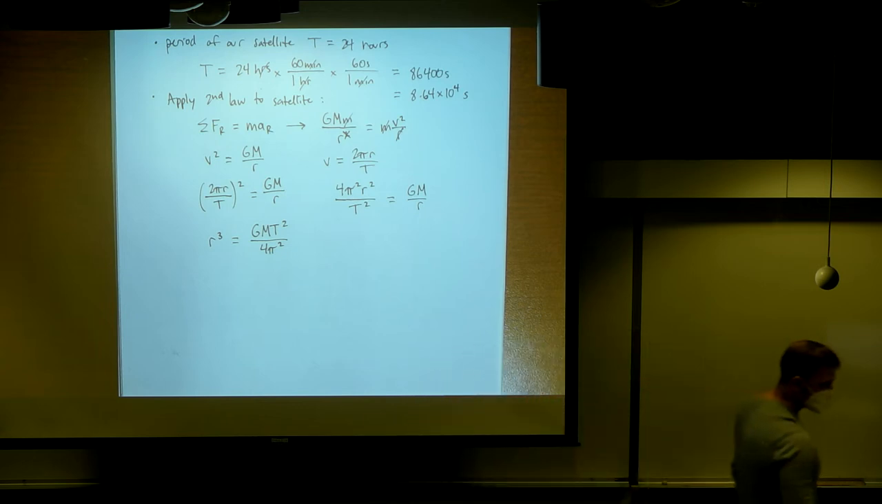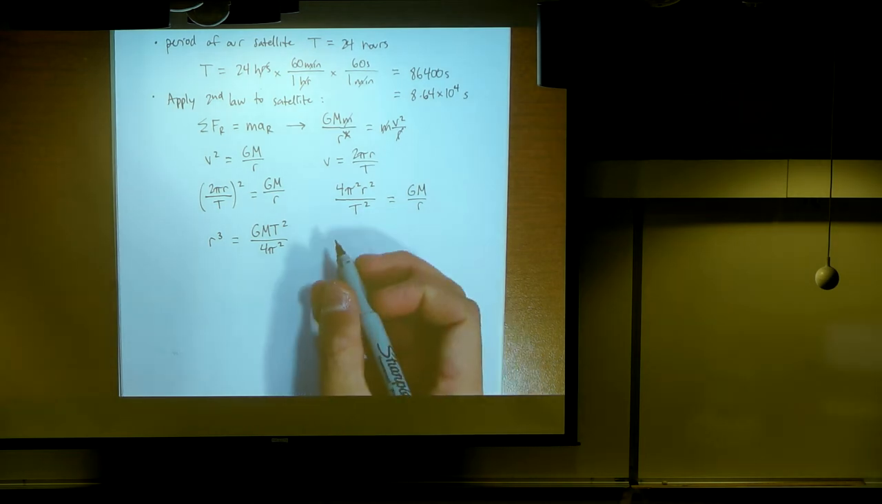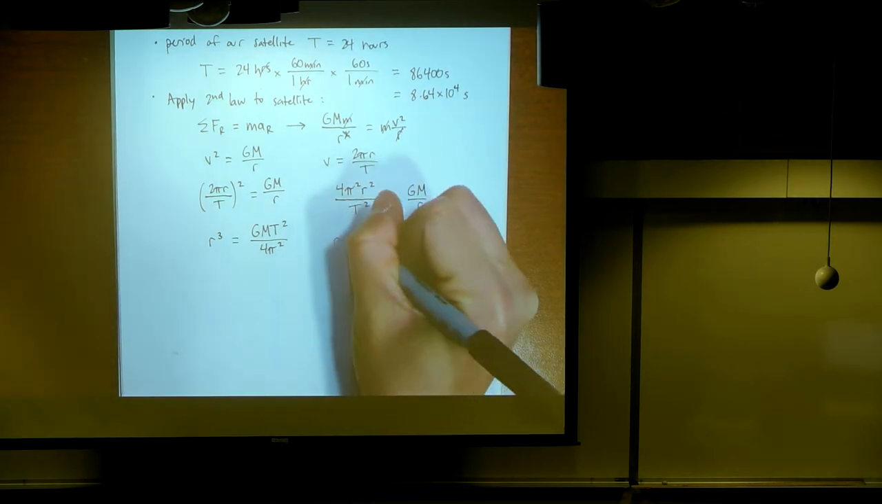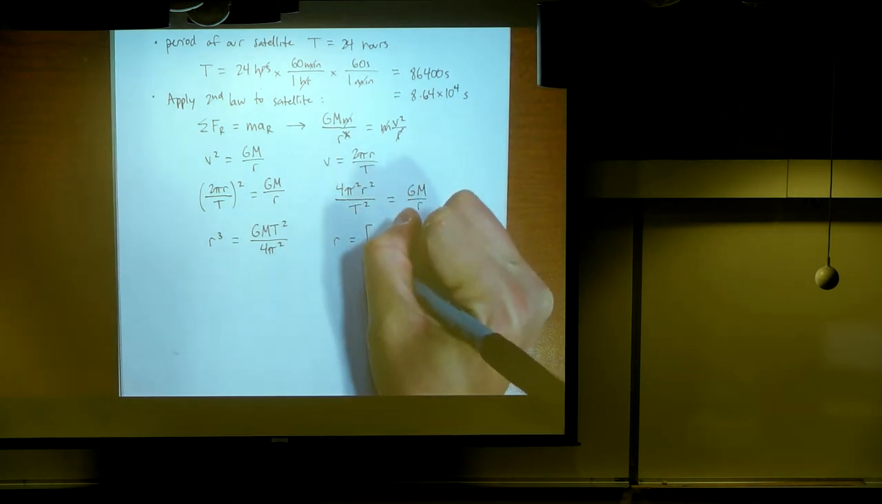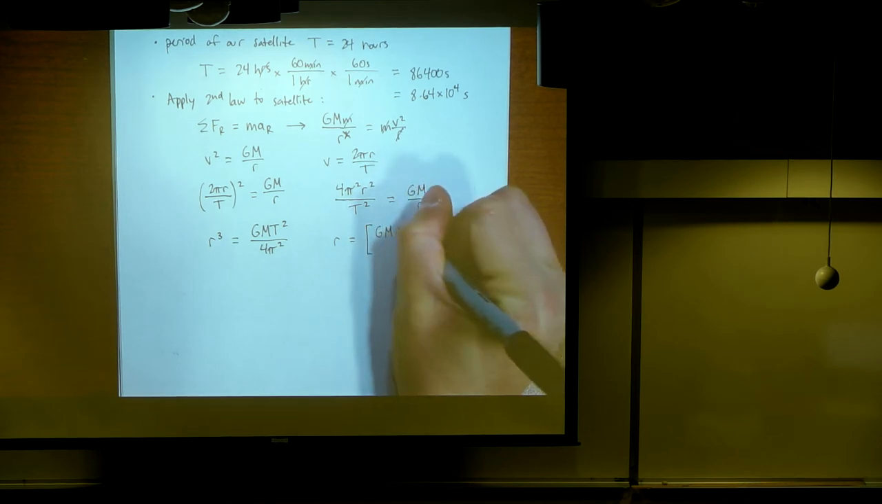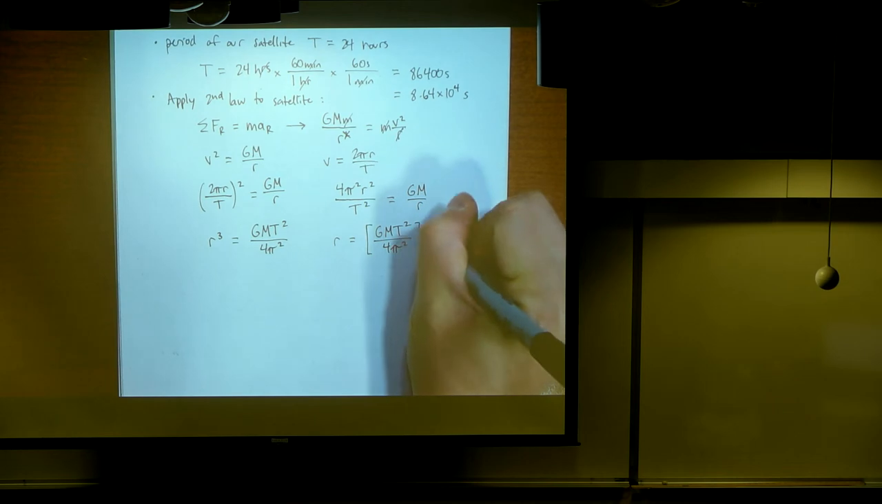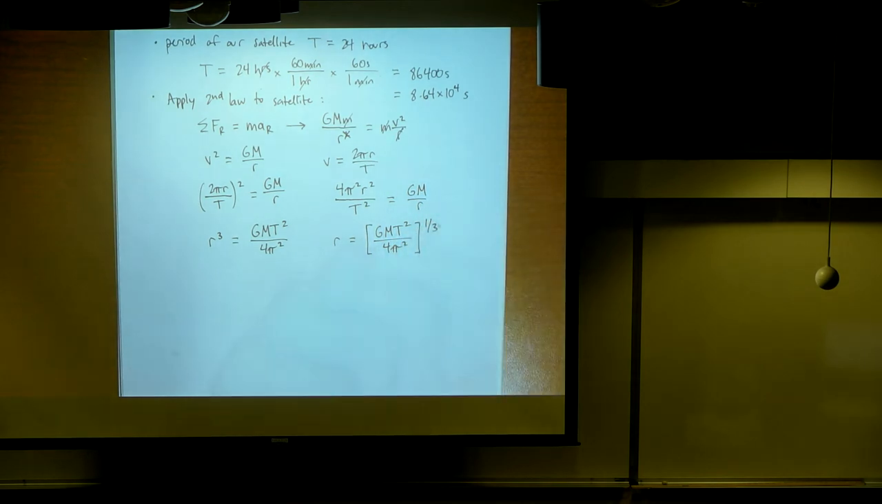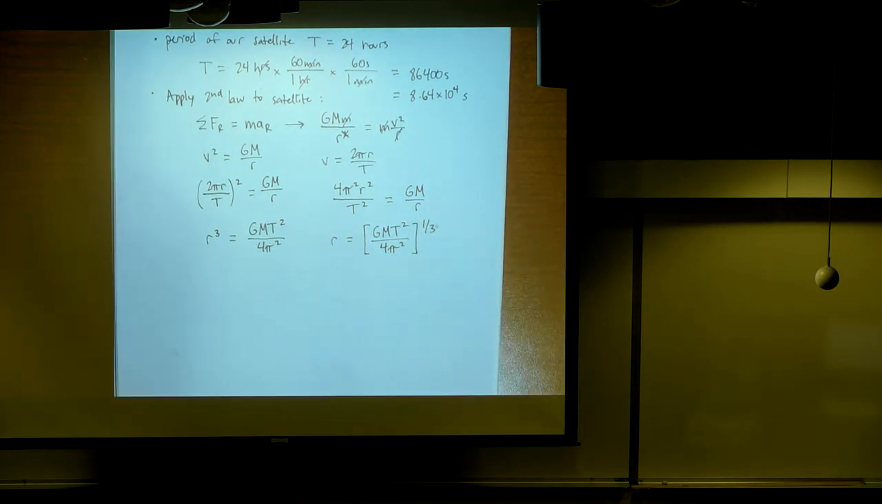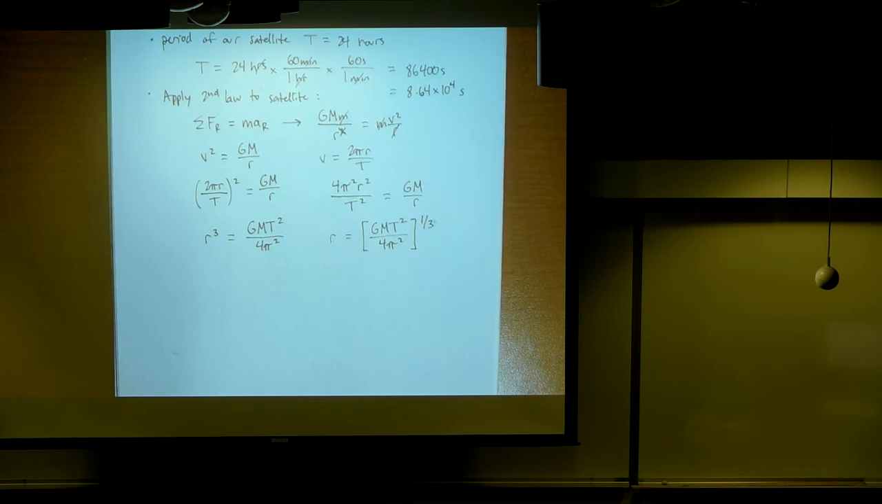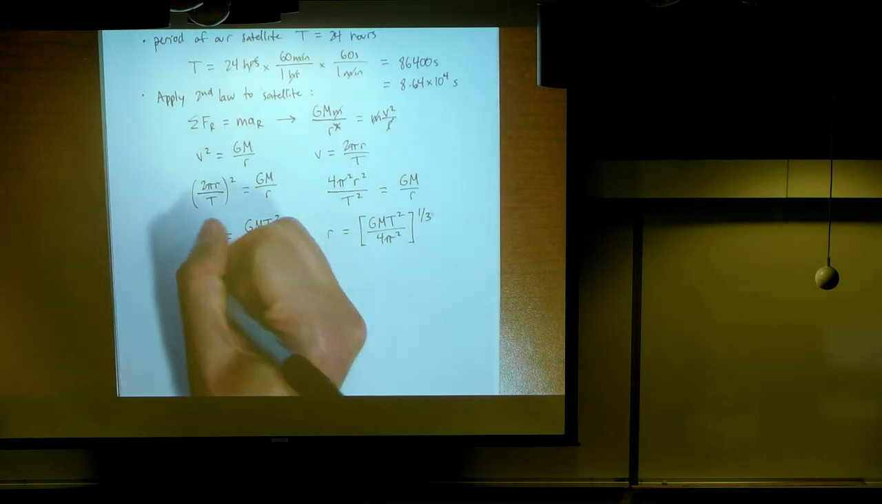Okay, so if I'm trying to solve for r, I'm taking the cube root on both sides, which is G big M T squared divided by 4 pi squared. All of that, take that to the 1/3 power. Okay, that's what we're doing. Good so far? Okay. So now let's do the calculation.